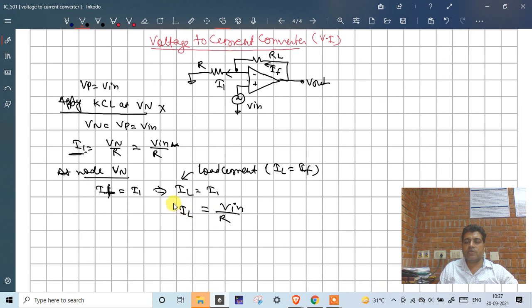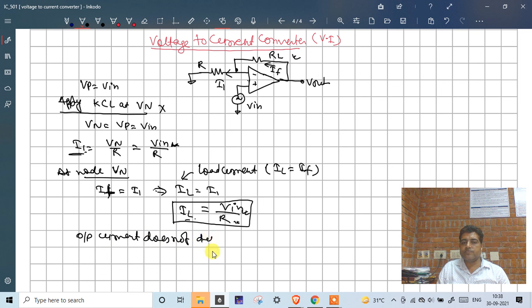See it carefully. What it says is that the load current, which is the output current, depends upon the input voltage and the resistance R. So my output current does not depend on RL. It doesn't depend upon the feedback resistance. So this particular circuit is a voltage to current converter.